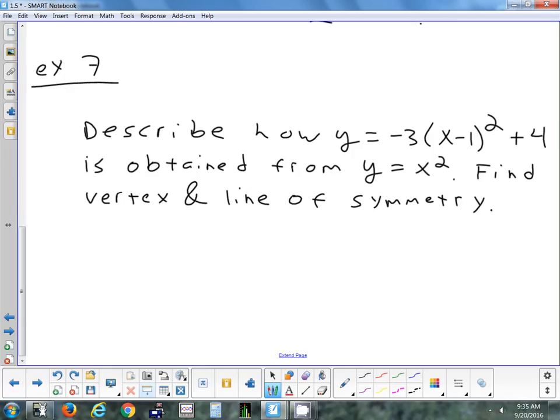Yep, there are 4. Okay, remember this negative and 3 are two different transformations. The way we're going to think about it is think like PEMDAS. The first thing you would do is start inside your parentheses. So what's the minus 1 going to do? It's going to shift it 1 unit to the right. Yep. So just write shift right 1 unit.